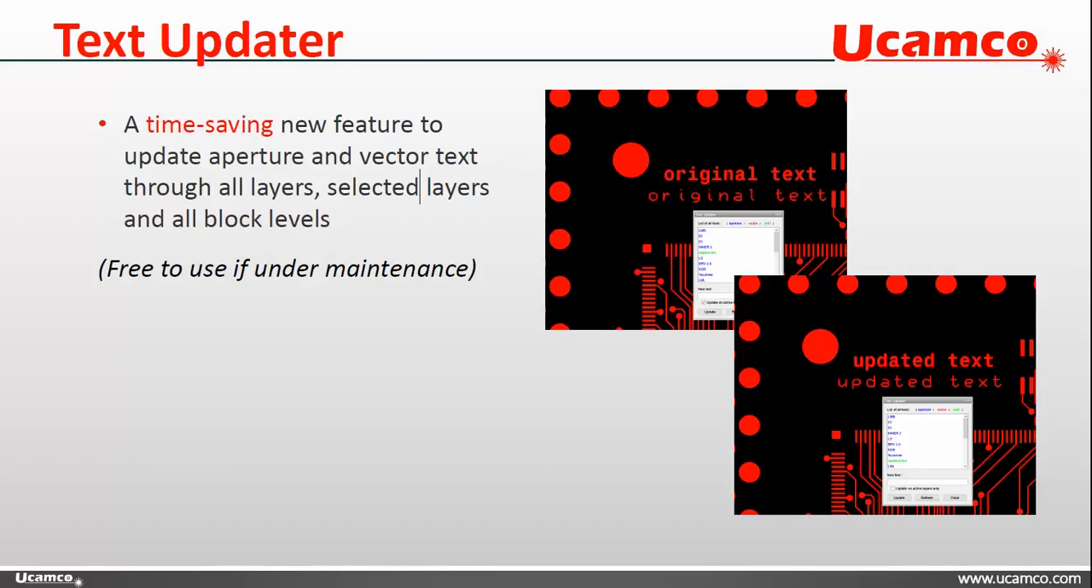There is a time-saving new feature to update aperture and vector text at the same time and through all layers, selected layers, and through all block levels. This one is even free to use if you are under maintenance.